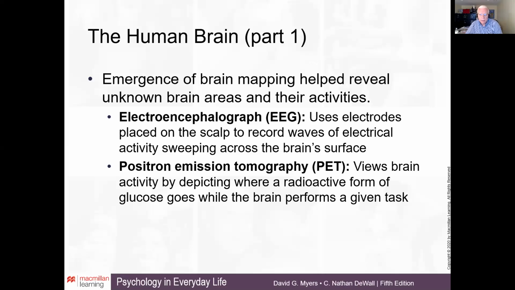When we get into our discussion about sleep, we'll see how the EEG machine has helped researchers to differentiate different stages of sleep. You may have some familiarity with PET scans, which are another way of looking at what's going on in the brain. And we're going to see a picture of a PET scan here in just a moment.